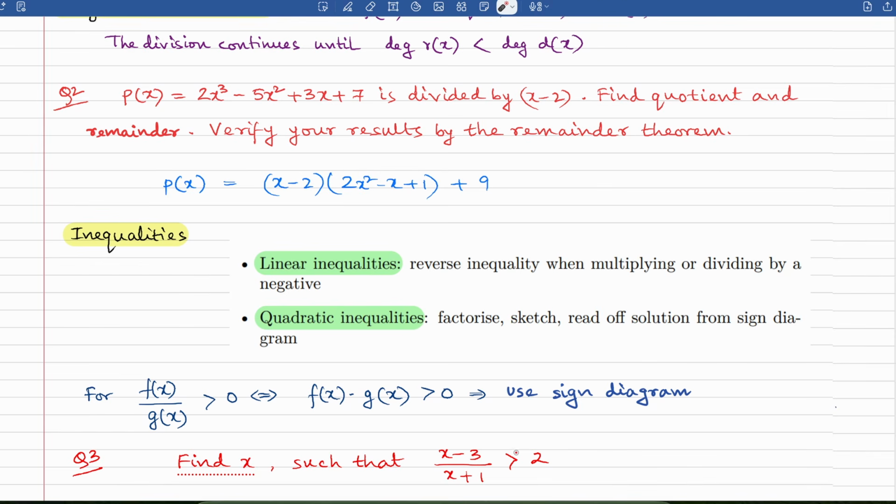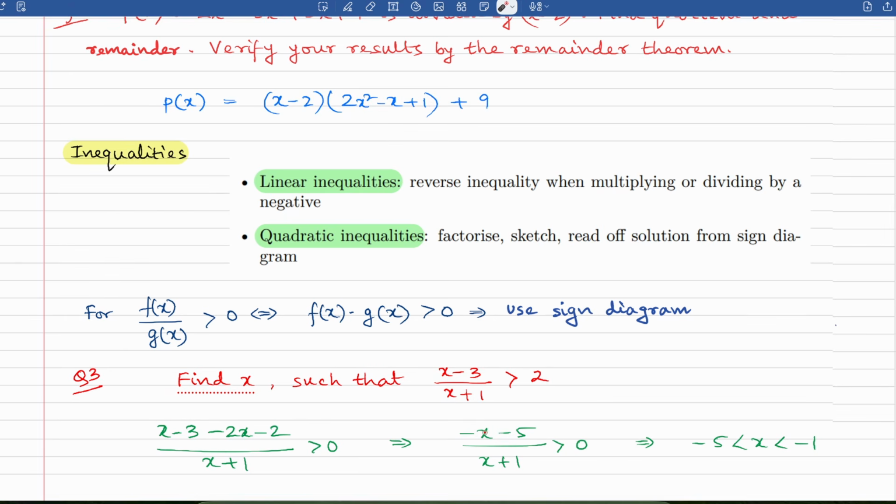This is a rational function, so bring 2 to the left hand side, take the LCM, and then get the critical points, draw the number line, and then read off the solution. So this becomes minus x minus 5 divided by x plus 1 is greater than 0. Solve it on the number line, you will end up with minus 5 less than x less than minus 1.